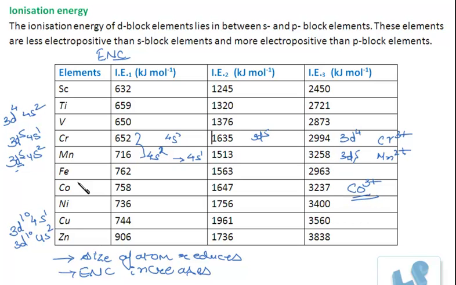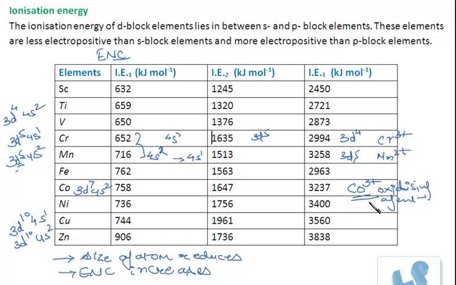What is the configuration of cobalt? It is 3d7 4s2. Cobalt will act as an oxidizing agent, right? It takes up electrons easily in aqueous solution.